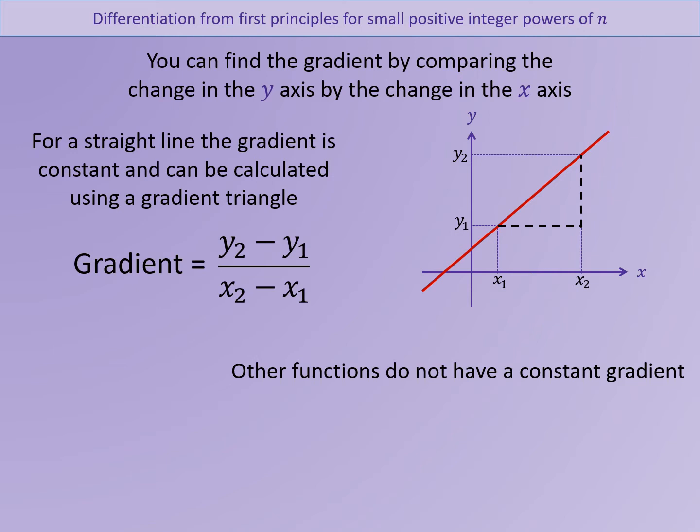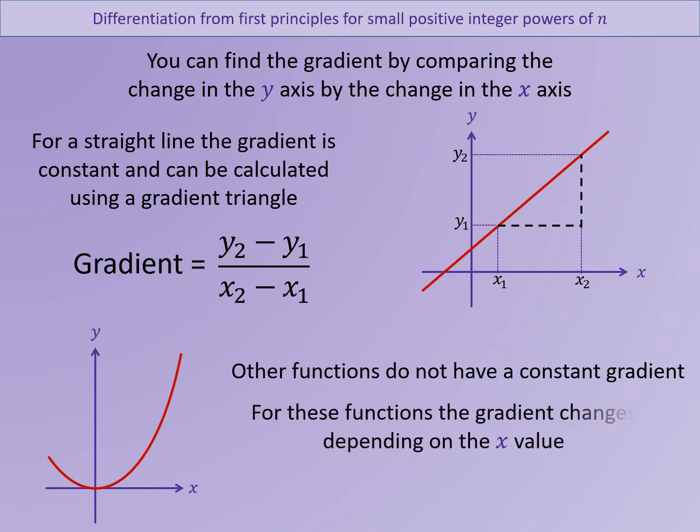But other functions that are not straight lines do not have a constant gradient. So an example of that would be this quadratic shaped curve that you see in the bottom left-hand corner. So depending on where you look on the curve, there will be a different gradient. The gradient is not constant. So for these functions, the gradient changes depending on the x value.